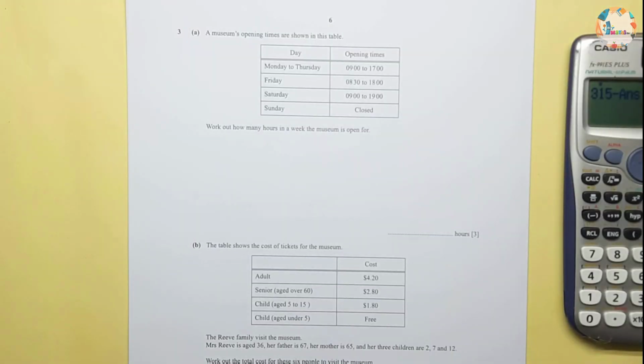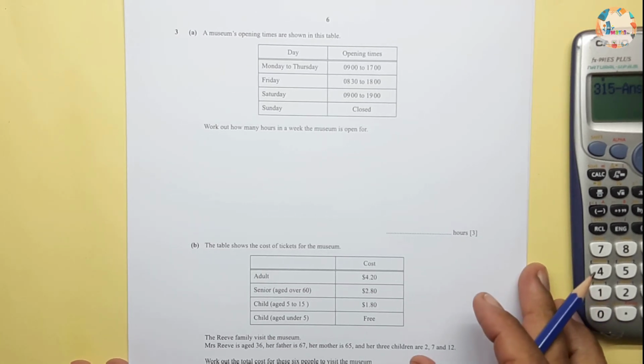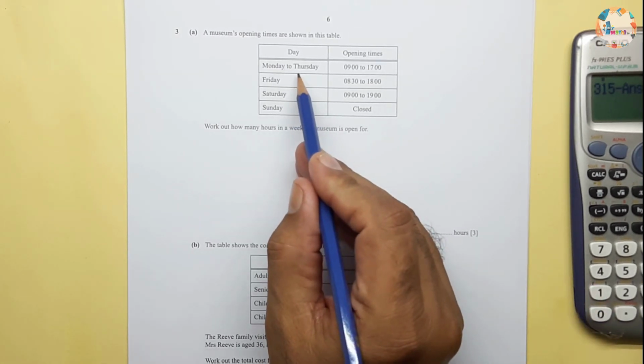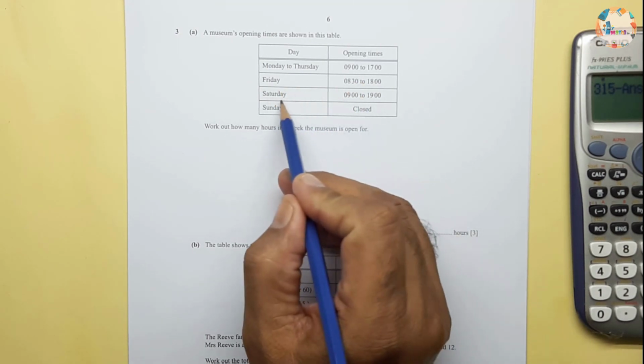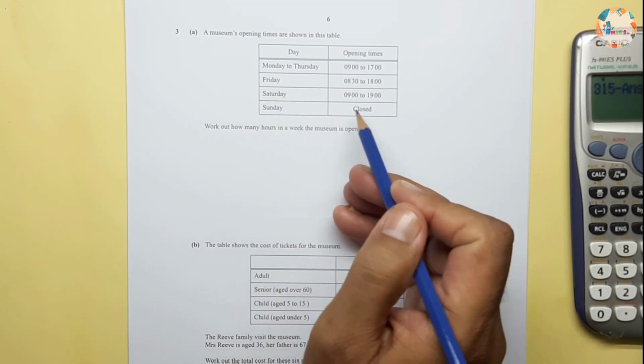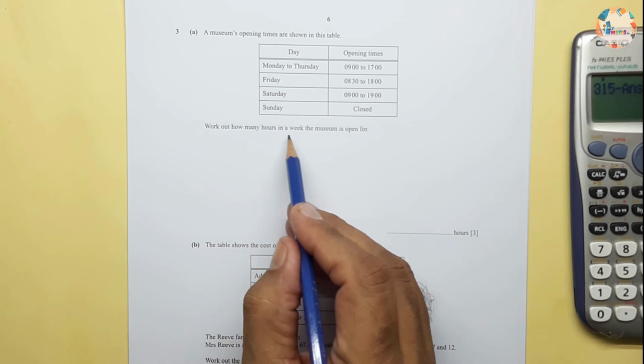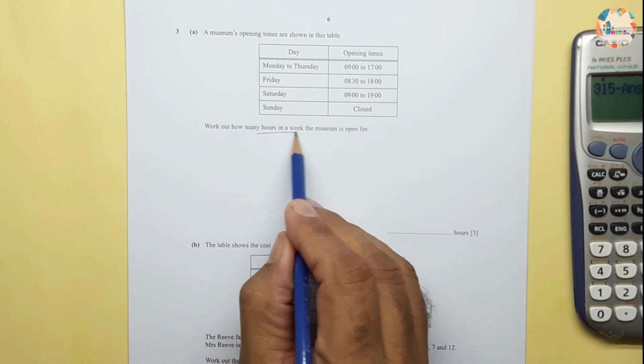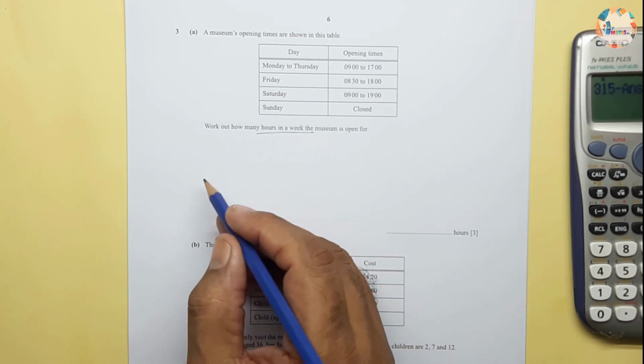Now next, question number 3. A museum opening timings are shown in this table. Monday to Thursday means Monday, Tuesday, Wednesday and Thursday. This is the timing. Friday, Saturday is this one, Sunday is closed. So work out how many hours in a week the museum is opening.